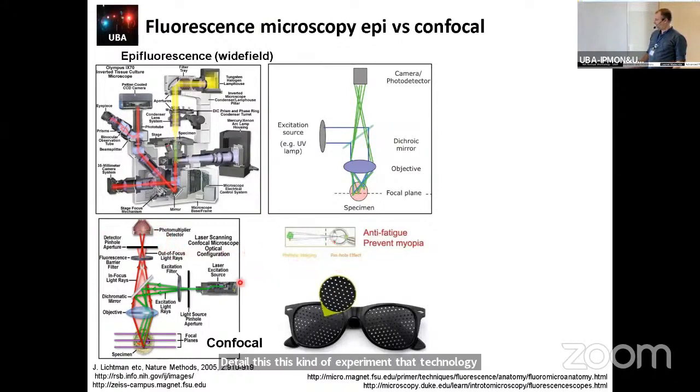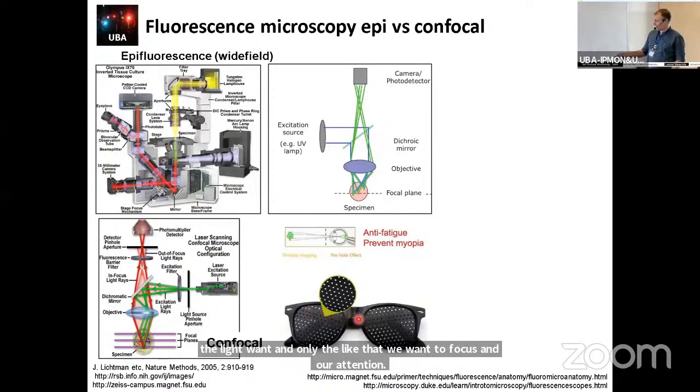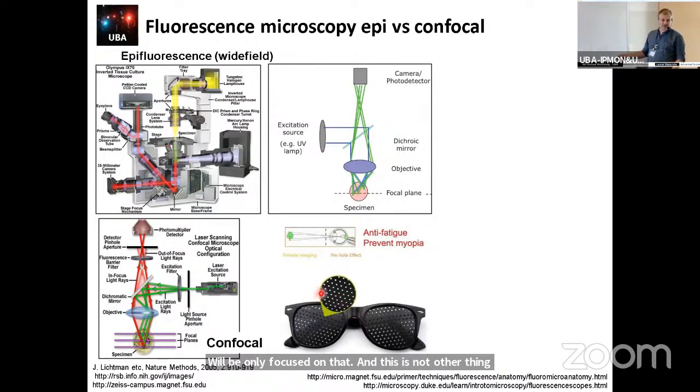I found these lenses funny, which are anti-fatigue lenses, or lenses to prevent myopia. What we have is a collection of pinholes that reject all the light that we don't want, and only the light that we want to focus on, and our attention is focused only on that. This is nothing other than what we do in the confocal microscope, and in particular in the spinning disk, where we have many pinholes moving together.